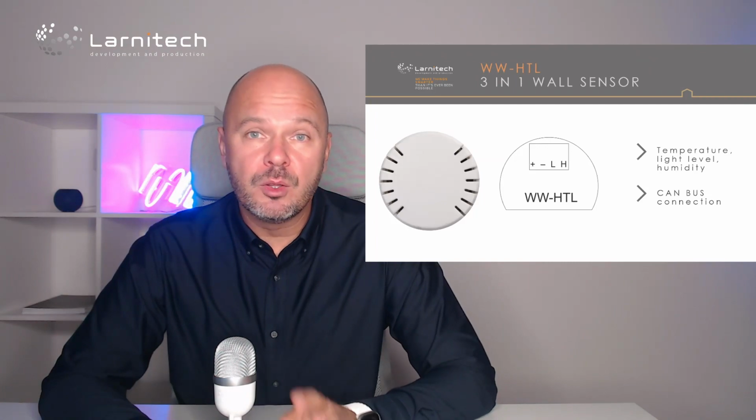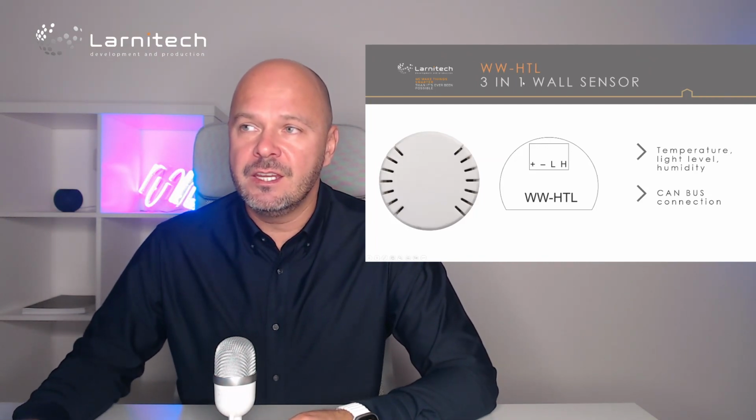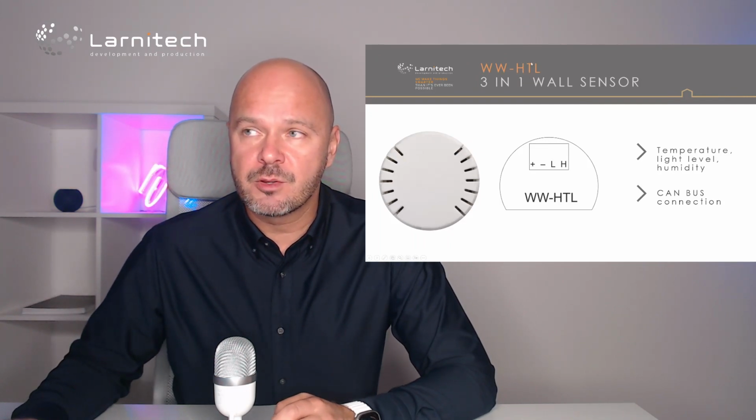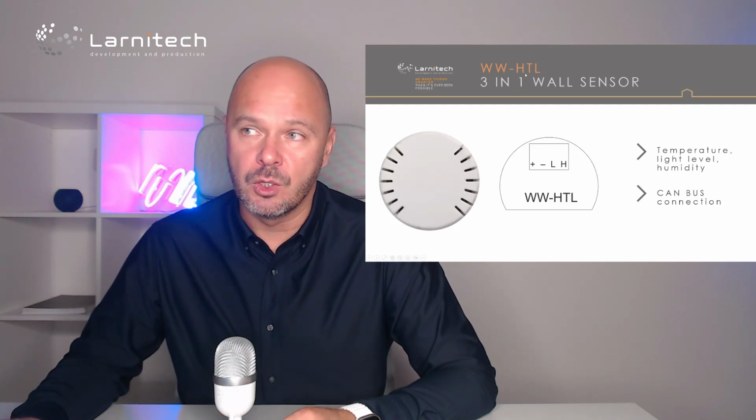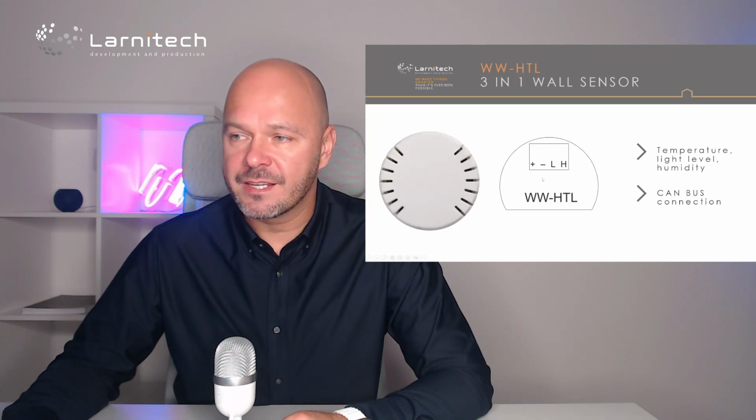This one is the wall sensor 3-in-1. It has inside HTL: humidity, temperature, light level. So an HTL sensor on a wall. It has a CAN bus connection.